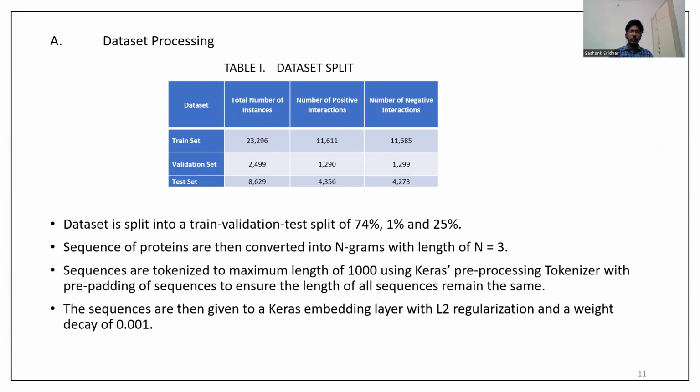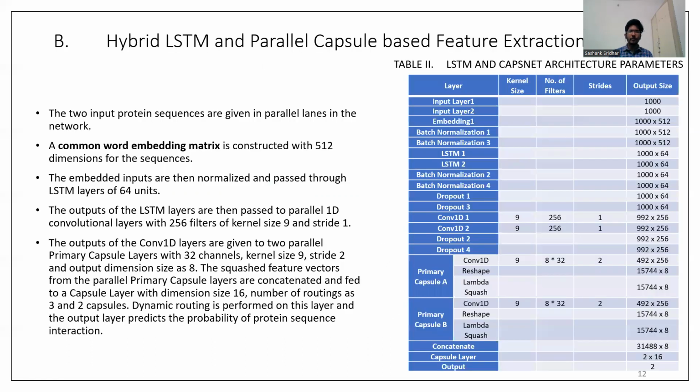The sequences of proteins are concatenated and converted into N-grams with a length of 3. The sequences are tokenized to a maximum length of 1000 using Keras's preprocessing tokenizer, with pre-padding of sequences to ensure that all sequence lengths remain the same. The sequences are then given to a Keras embedding layer with L2 regularization and a weight decay of 0.001.